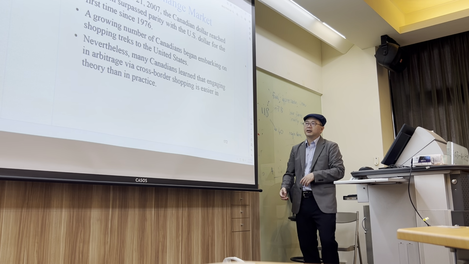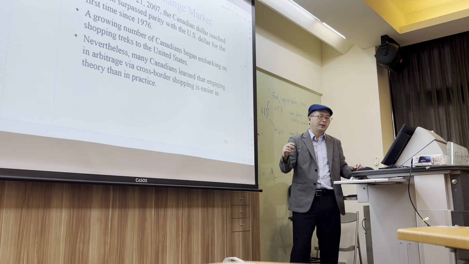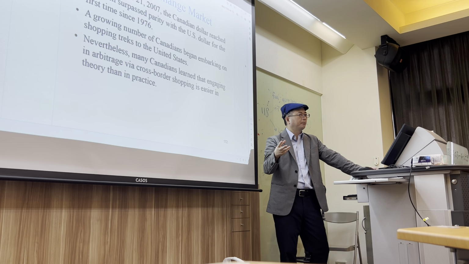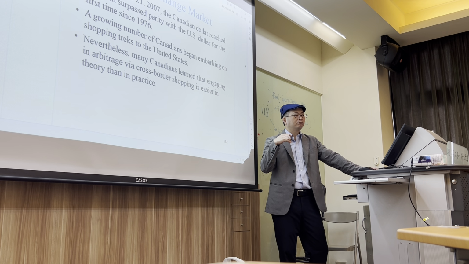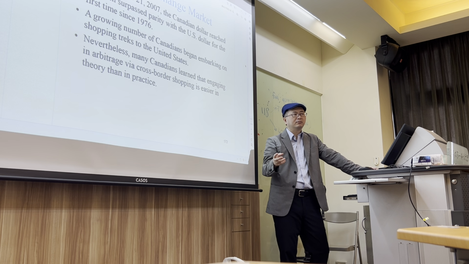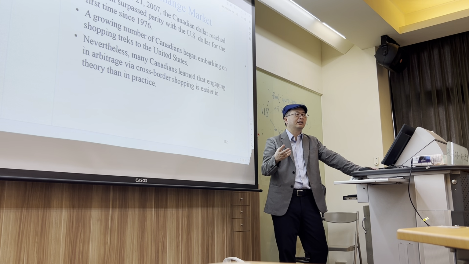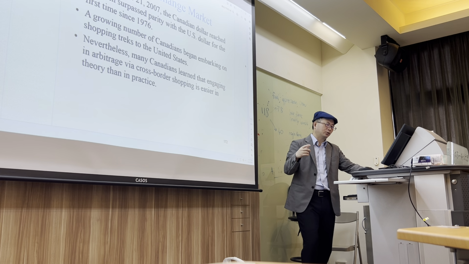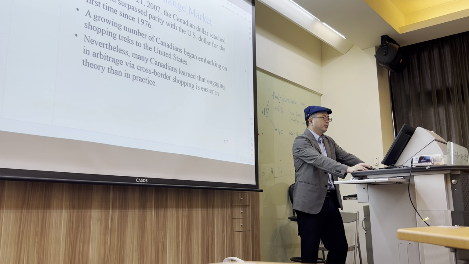All right, and then the other one I want to talk about is arbitrage. Okay, we know arbitrage is about pocketing the money, right? But I'm saying that in reality, sometimes it's difficult to implement because maybe there's an intervention of the regulations which makes these profits not available after the intervention. Okay, for example, in 2007, the Canadian dollar reached and surpassed parity with the US dollar for the first time since 1976.